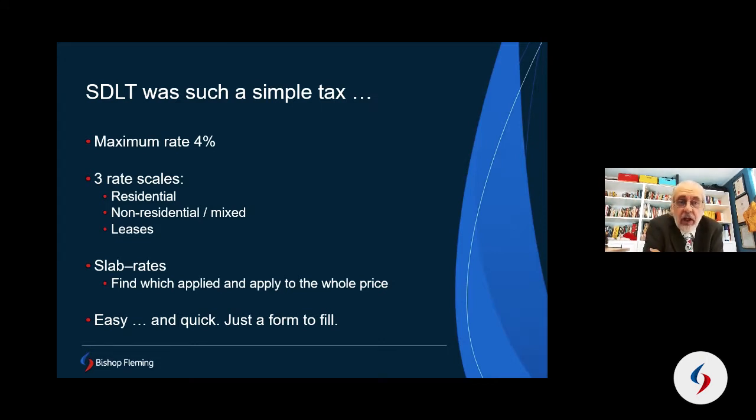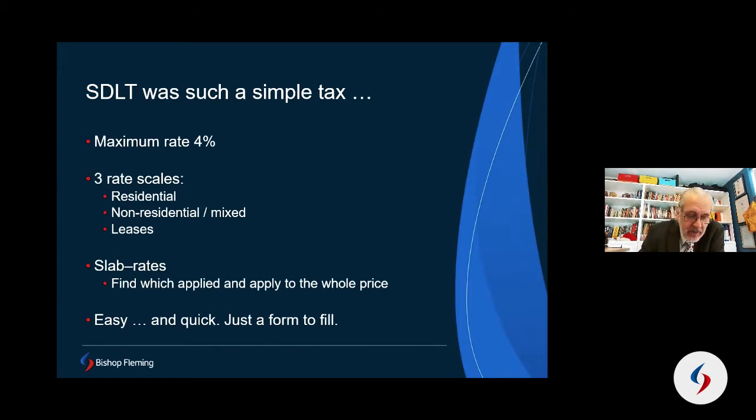It wasn't so long ago. The maximum rate of SDLT was 4%. We only had to decide whether our purchaser was buying residential, non-residential, or mixed property, or buying on a lease. We looked up the rate using a slab rate, plugged in the figure, and that was it. Quick and easy, just filling in a form, paying the money, and all is done. But it is not the case anymore.